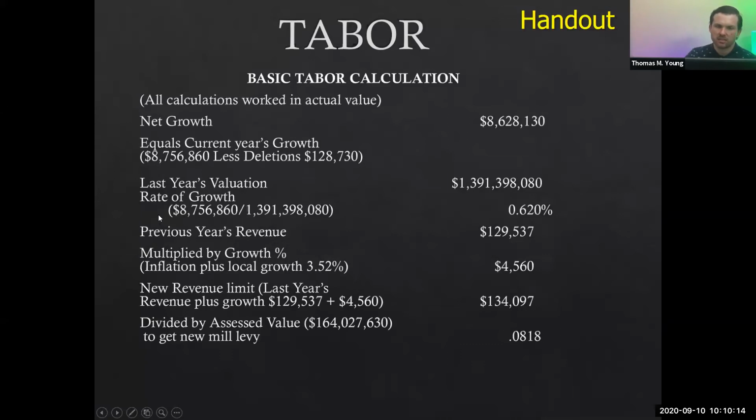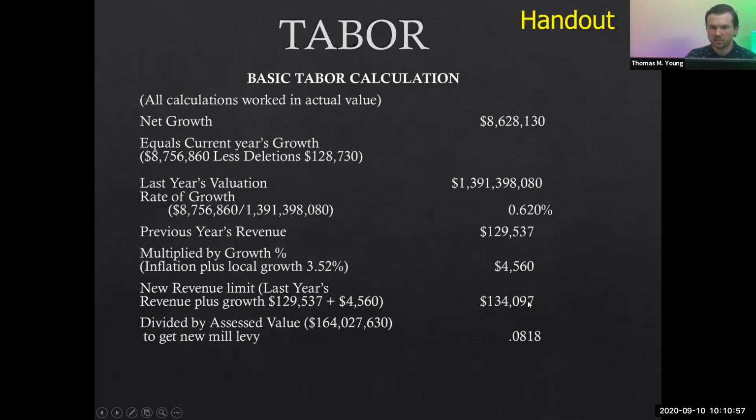And we get a rate of growth. So remember, it's the change in value. It was talking about the change in value for these pieces. What we look at is how much did it grow, and then divide it by last year's total valuation in order to get a percentage, a rate. Then we get what was last year's revenue. We multiply it by that growth percentage, and we have a new revenue limit.